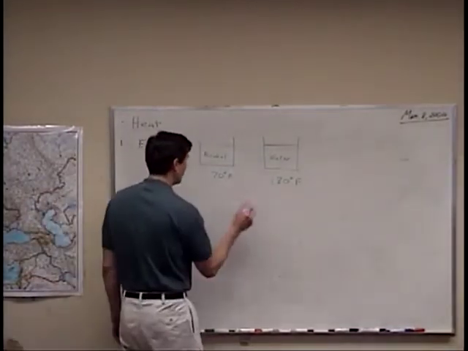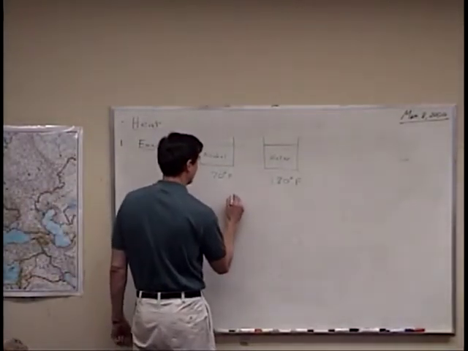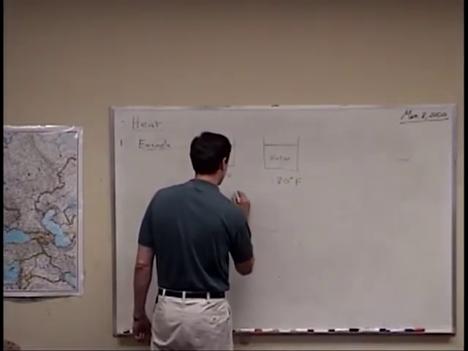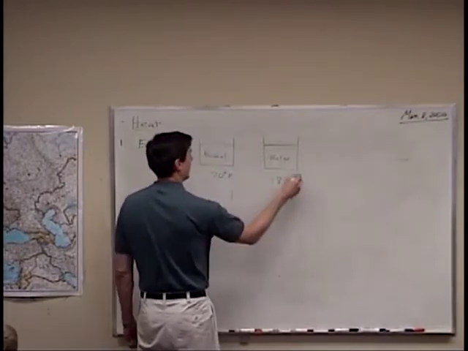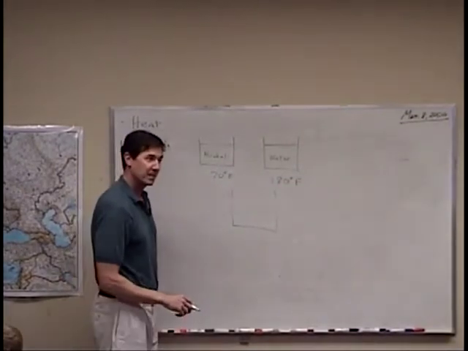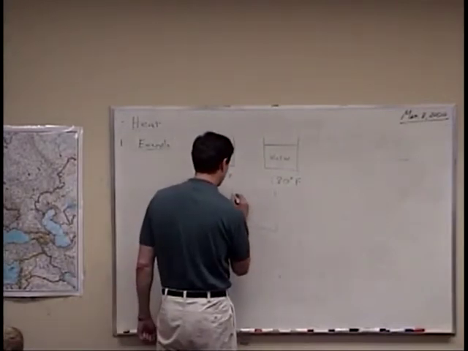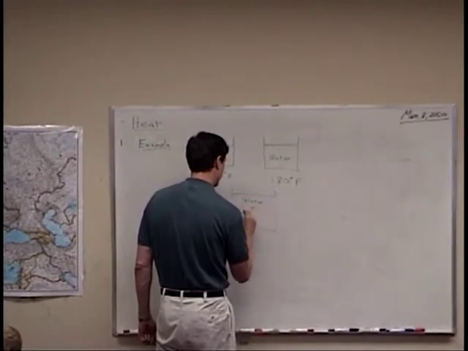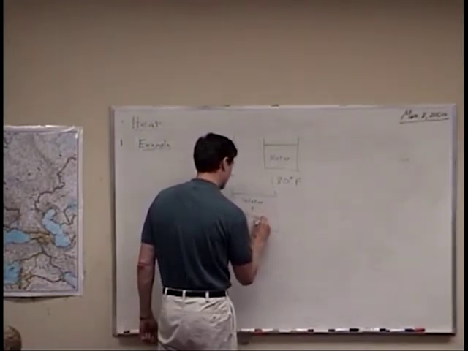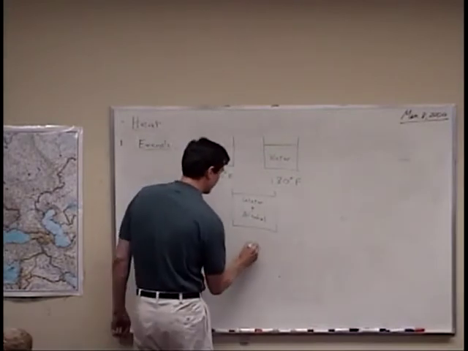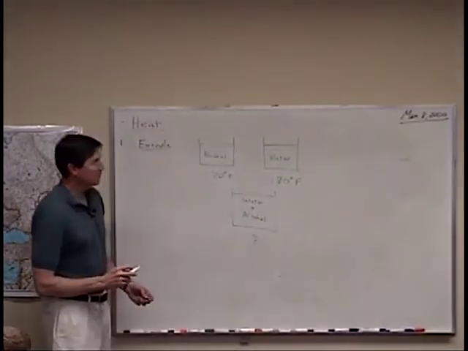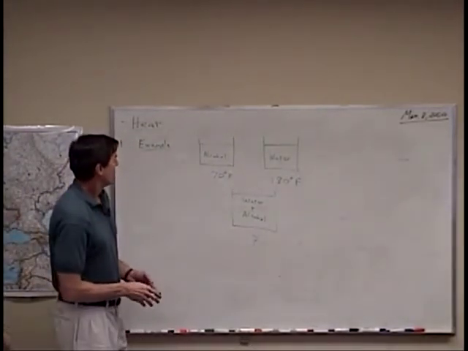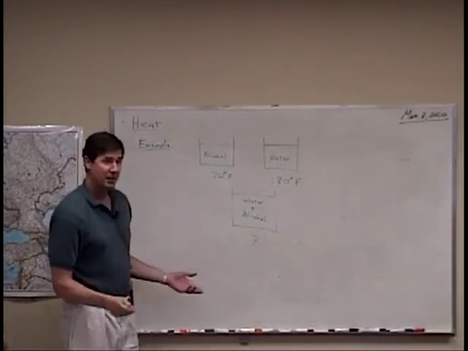Now, we take a larger container, and we pour both of these in. Mix them together, so water plus alcohol. And the question is, what temperature will it be at? Daniel? 125 degrees. Yeah, you'd think that.